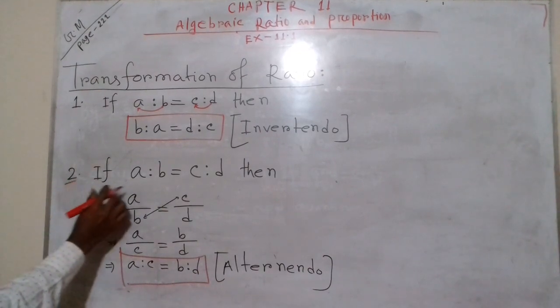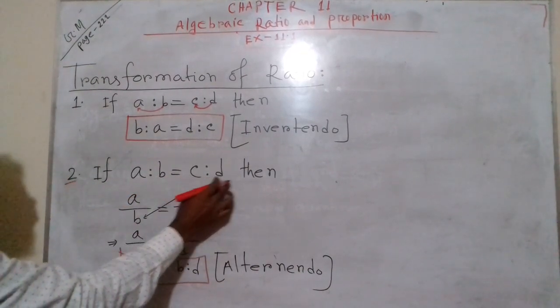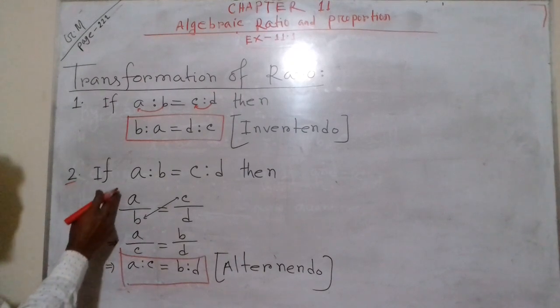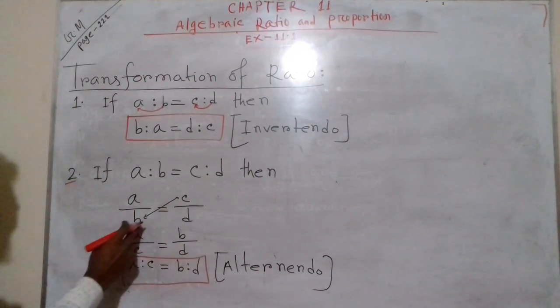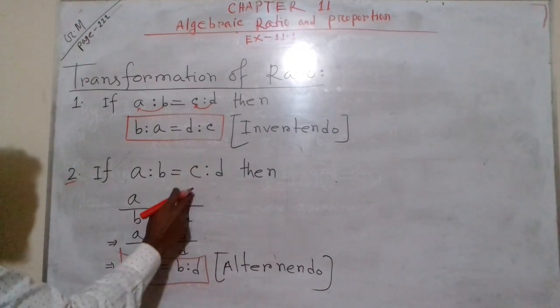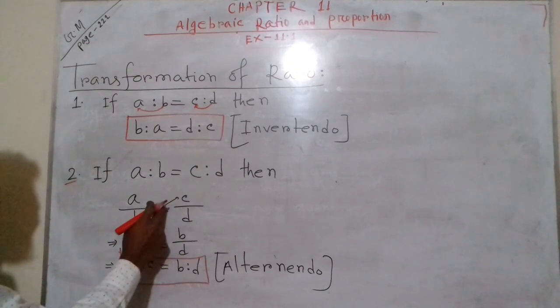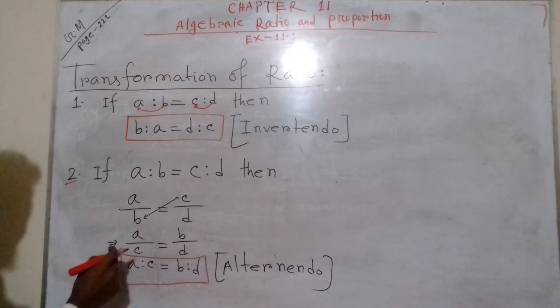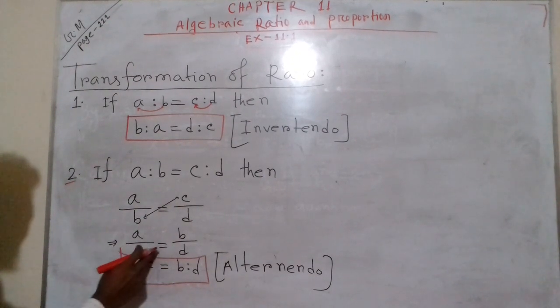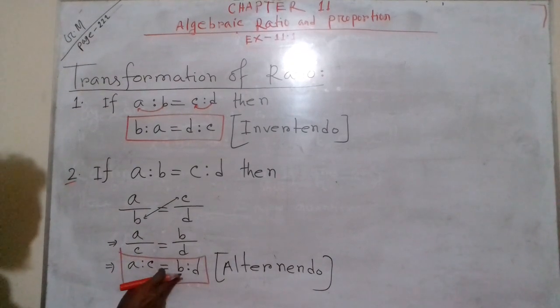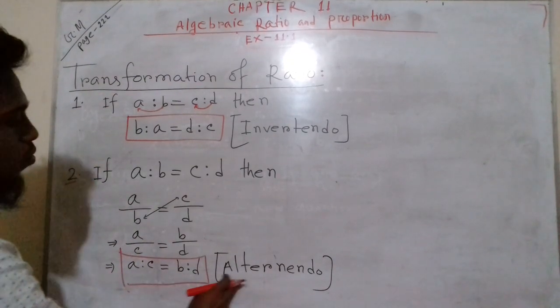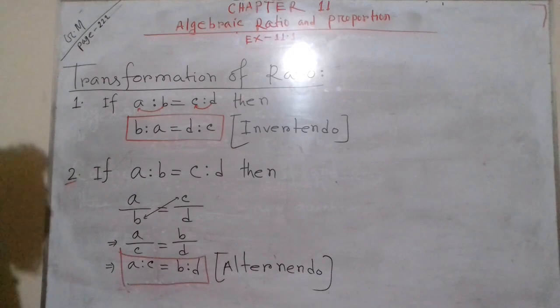Number 2: if A is to B equal to C is to D, then we can write A by B equal to C by D. Now we interchange C and B of these two ratios. So we can write A by C equal to B by D, then A is to C equal to B is to D. It is called alternando.